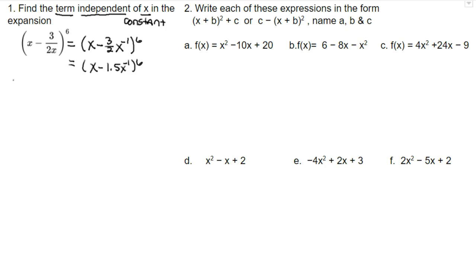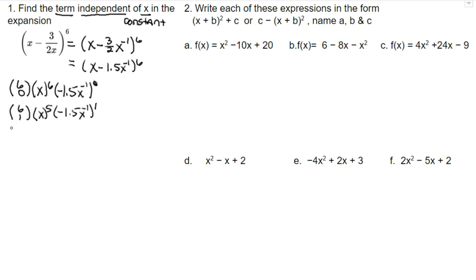What we're going to do is set up our combination first, 6, 0, and then we're going to take the first term, x, and it's going to be to the 6th power, because that's 6 minus 0. And then the -1.5, that's going to be to the 0 power. And so you can tell right now by looking at this, when I multiply this together, it's going to be 0.6 x. It's not going to give me what I want.